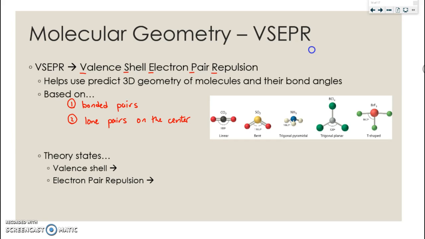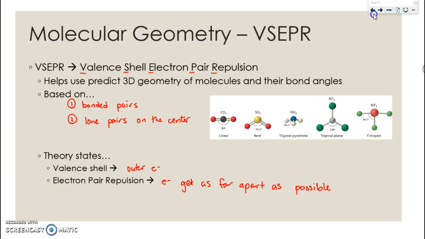We're going to do some examples. The theory states that the valence shell, which is our outermost electrons, okay, have an electron pair repulsion. So they basically want to be as far apart from one another as possible. In this class, we're only going to focus on about 5 shapes, but if you do have to take the higher level classes, we cover a lot more.